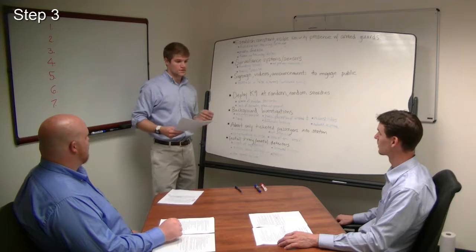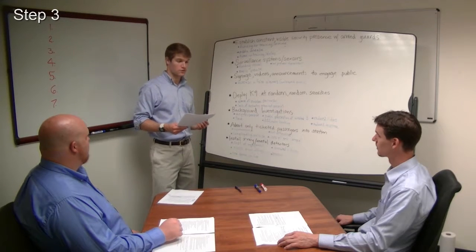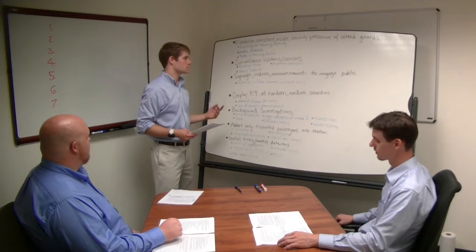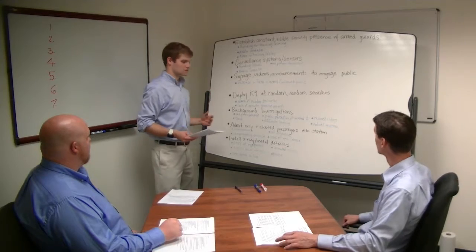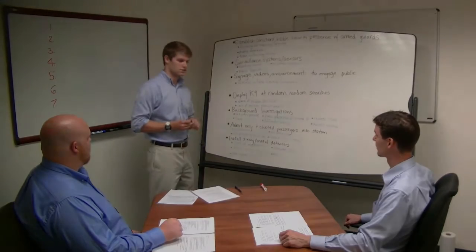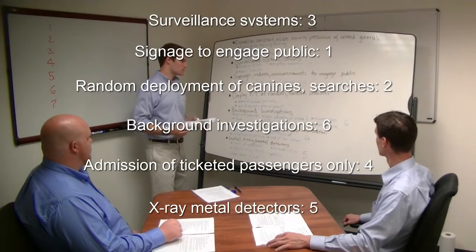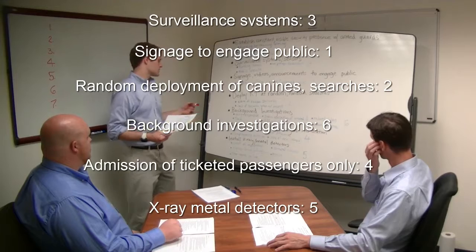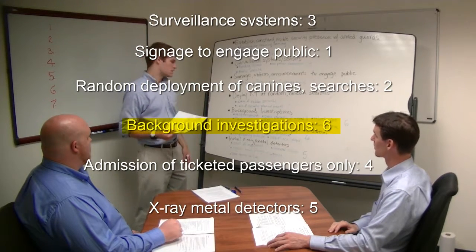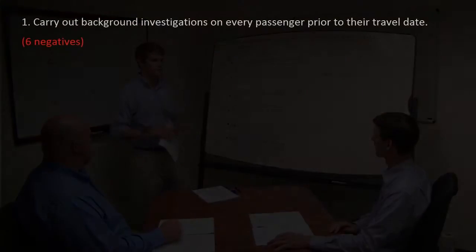Okay, now, so moving to step 3, we need to rank the solutions from least helpful to most helpful based on the number of downsides associated with each one of the solutions we came up with. So to help us just see that, I'm going to tally up really quickly how many we put for each solution. Okay, so based on these numbers, it looks like the use of the background investigations would go at the top of our list, given that it has 6 negative aspects associated with that.